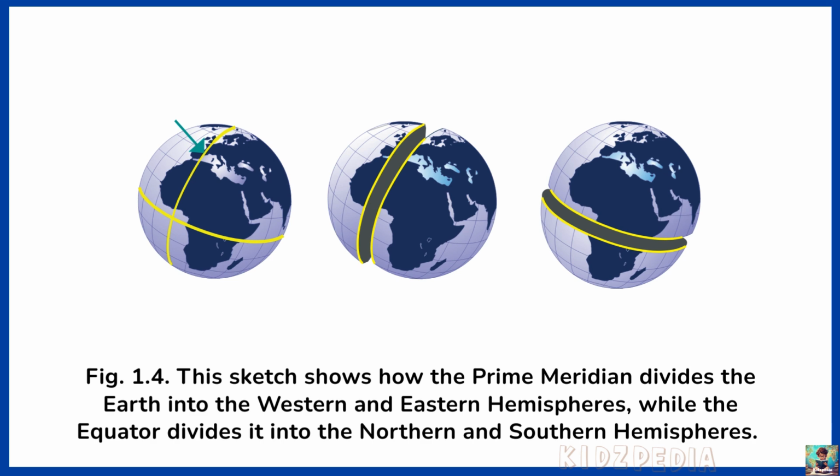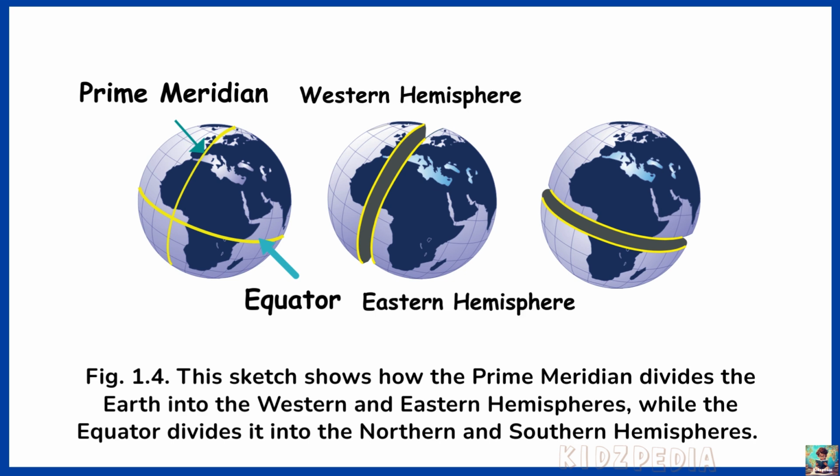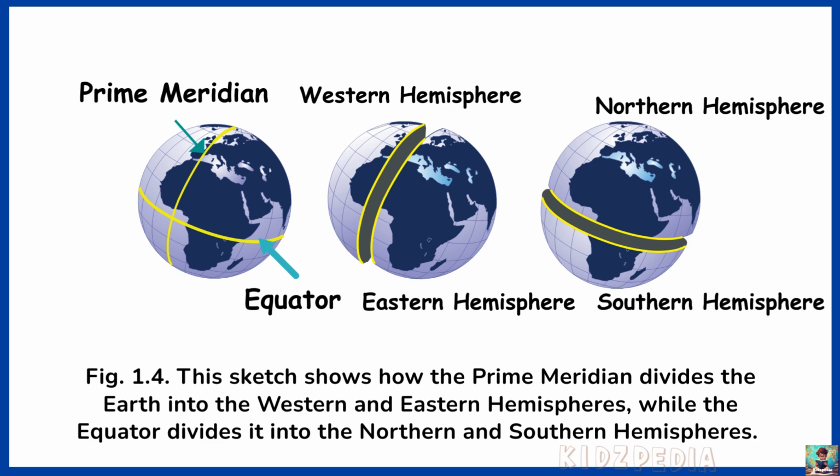Figure 1.4. This sketch shows how the prime meridian divides the earth into the western and eastern hemispheres, while the equator divides it into the northern and southern hemispheres. Here we have the prime meridian and here equator. The prime meridian divides the earth into the eastern hemisphere and the western hemisphere. The equator divides the earth into the northern hemisphere and the southern hemisphere. The prime meridian divides the earth vertically into two equal halves, while the equator divides the earth horizontally into two equal halves.